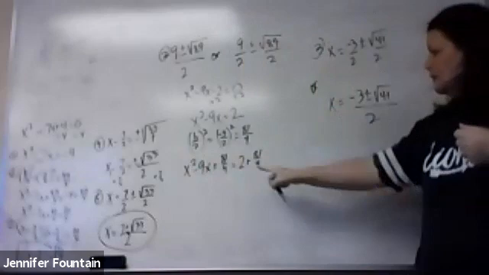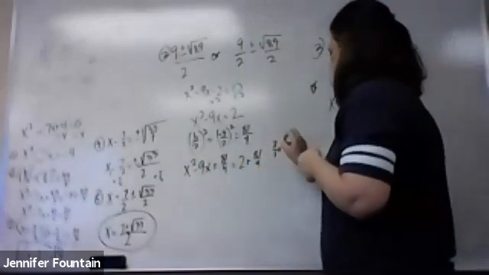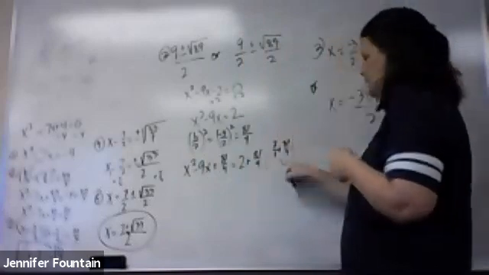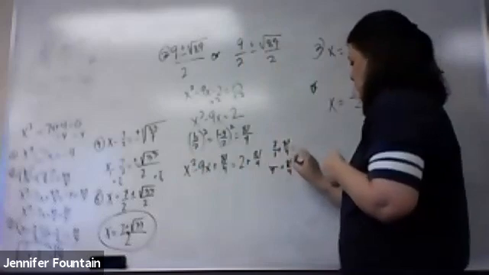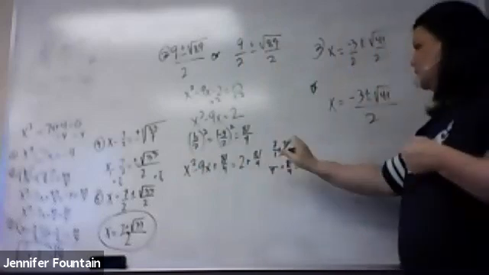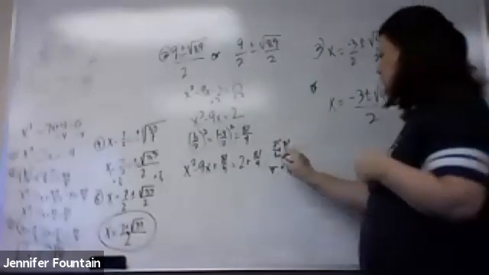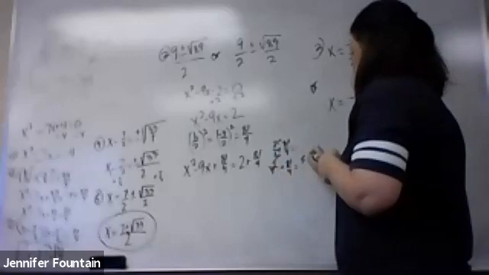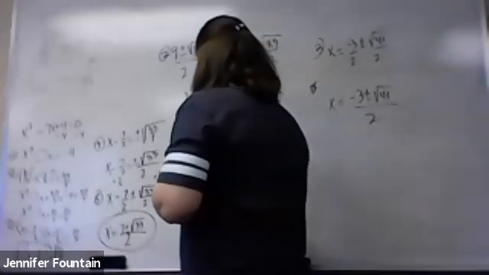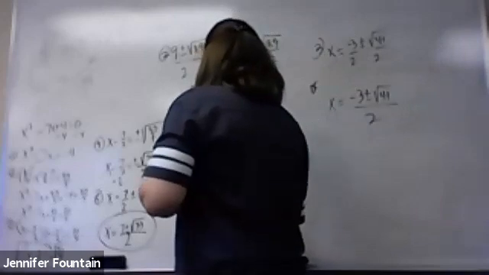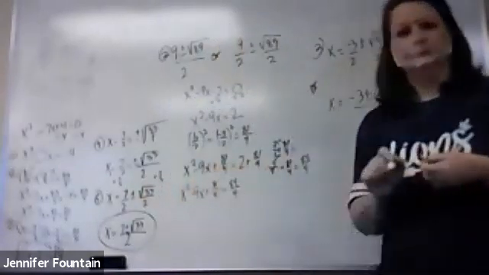Okay. I need to add these two. Remember, 2 is the same as 2 over 1 plus 81 over 4. I need to make common denominators, so I know that's going to need to be a denominator of 4 to match with that one. To get from 1 to 4, I multiply by 4. That means I need to multiply this by 4, and 2 times 4 is 8. So now I see this is 89 over 4. So I have x squared minus 9x plus 81 over 4 is equal to 89 over 4.